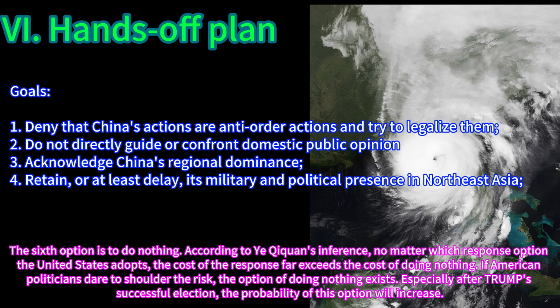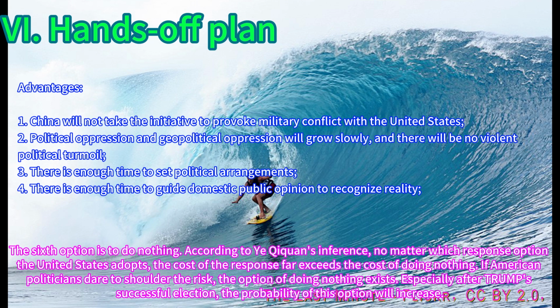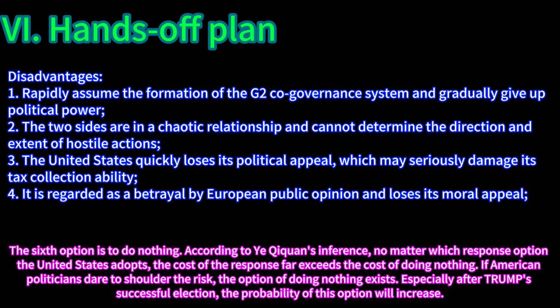The sixth option is to do nothing. According to Yi Chichuan's inference, no matter which response option the United States adopts, the cost of the response far exceeds the cost of doing nothing. If American politicians dare to shoulder the risk, the option of doing nothing exists. Especially after Trump's successful election, the probability of this option will increase.